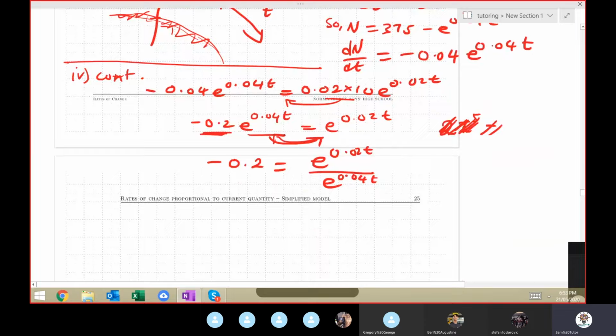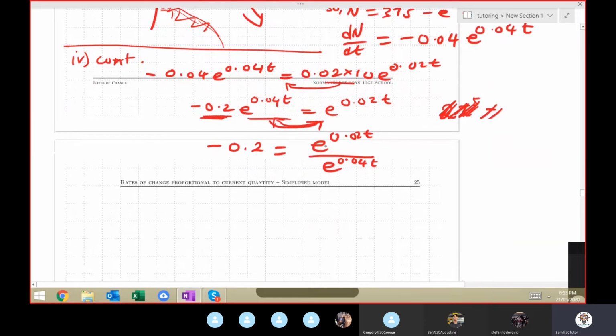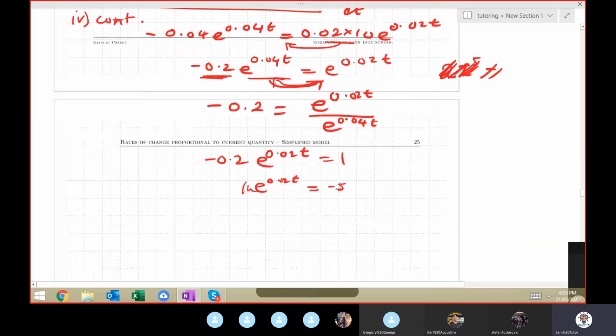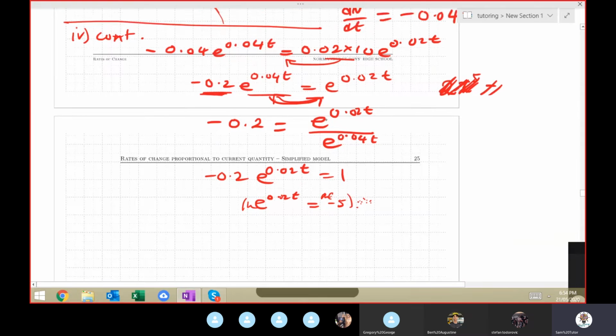Right. What if I bring this guy over to this guy? So 0.04, so I get negative 0.2 e^0.02t equals 1. But then when you're going to do 1 divided by negative 0.2, that gives me negative 5. That's still a problem because when I log this negative 5, I can't. Am I doing something wrong here?